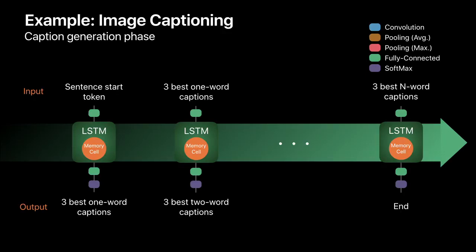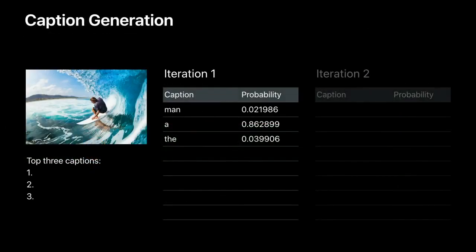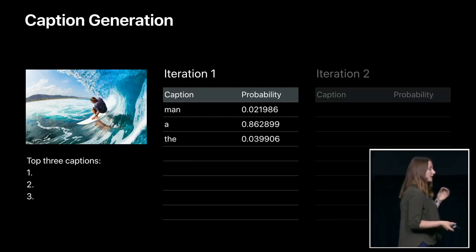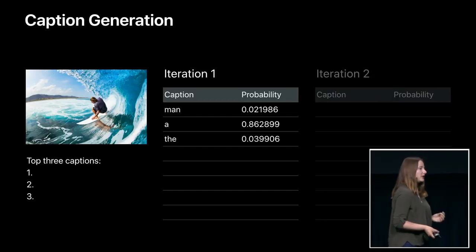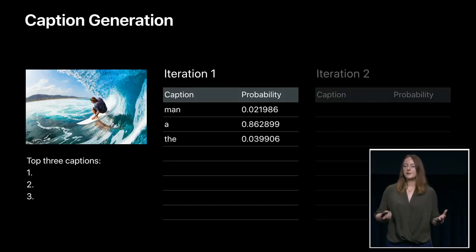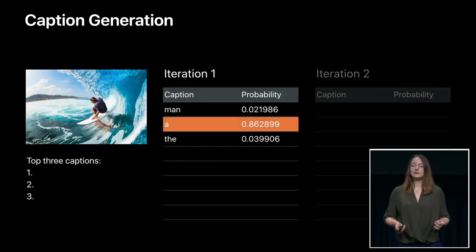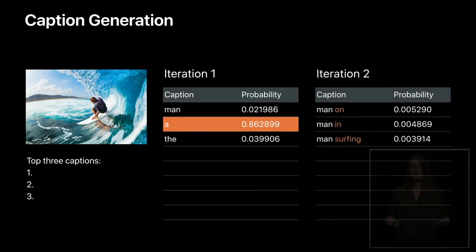So I know this is still pretty abstract. So let's look at the actual output of the LSTM for several iterations for a particular image. In this image, we have our surfer riding a wave, and we want to compute the top 3 captions for this image. In the first iteration of LSTM, we generate 3 best words, which are our best 1-word captions for this image. So man, A, and The. And the word A has the highest probability. So we take these 3 words, and we pass them to the next iteration of LSTM.